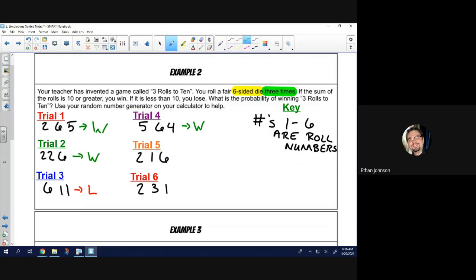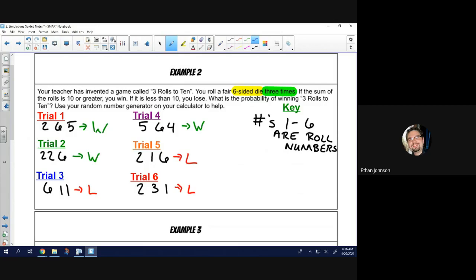Trial 5, 2 plus 1 plus 6 gets us 9. Oh, so close. Still an L though. And then trial 6, real bad rolls. 2 plus 3 plus 1 gets us 6. That is an L as well.